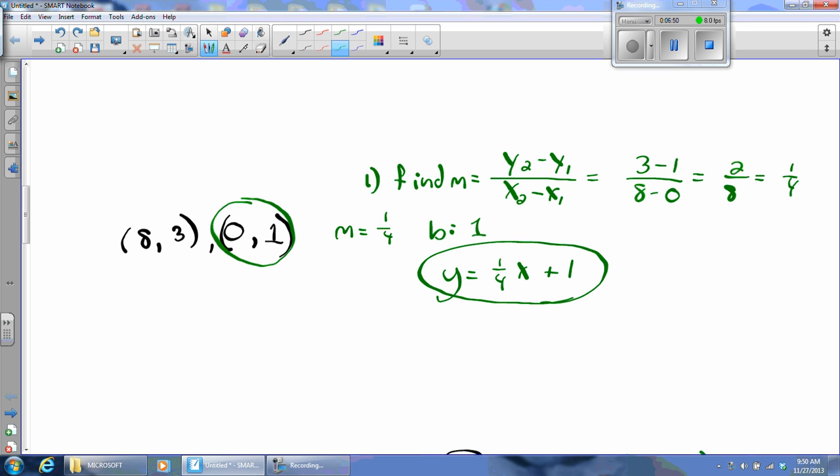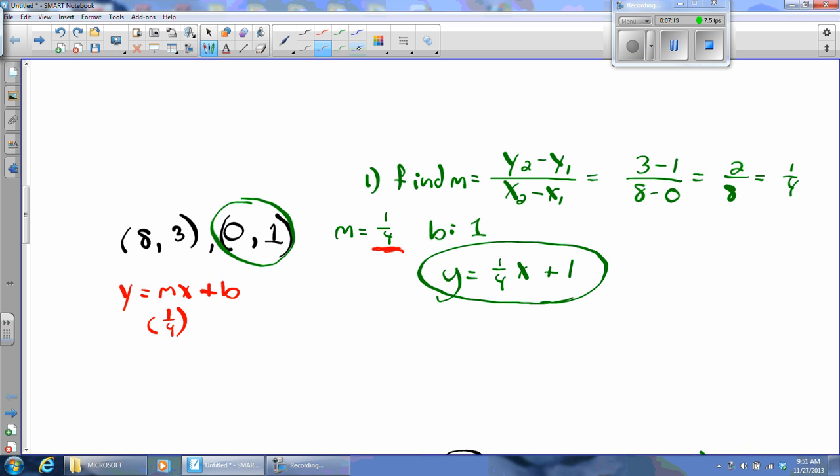Now they won't always be that easy. Let's pretend you didn't know about the 0, 1. You didn't know it was the y-intercept. You could do this. And this is what we're going to be doing on the other problem. So I'll do this example and then give you a few more. Okay, I have the equation y equals mx plus b. Now I know m because I just calculated it, right? So I'm going to put 1/4 in m's position.